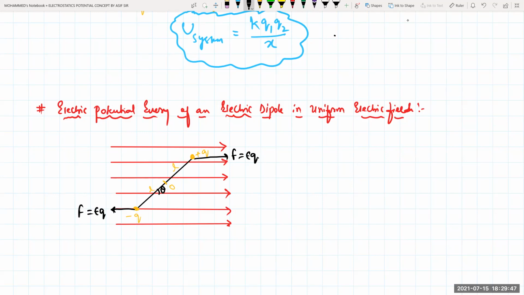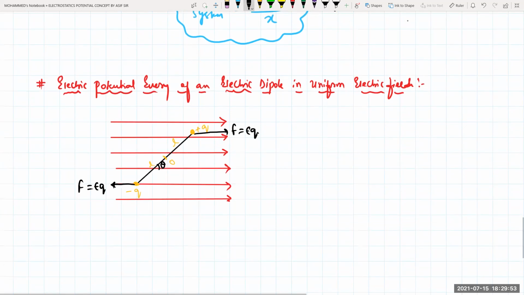It is making an angle theta, beta. So what is the dipole formula? Dipole formula is P equals magnitude of the charge into distance between them, that is nothing but 2 into L. And direction is always from negative to positive. Dipole moment direction is from negative to positive. This is the direction of your P bar.